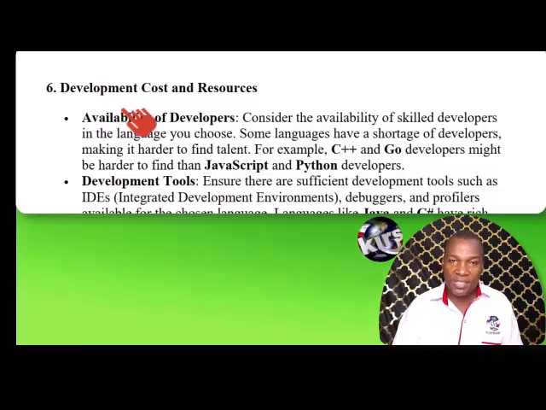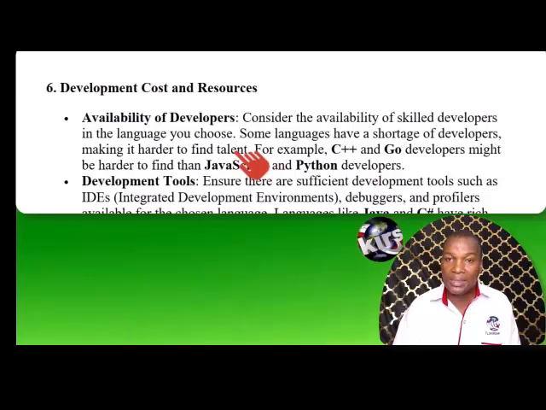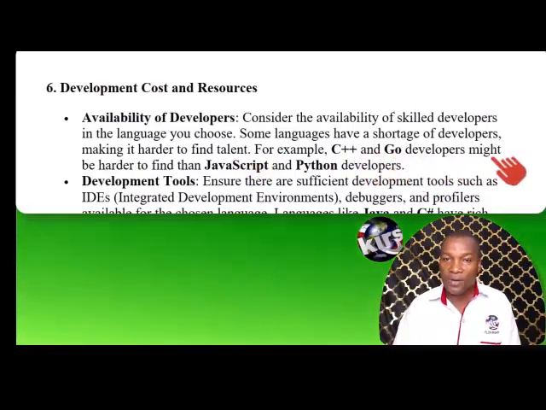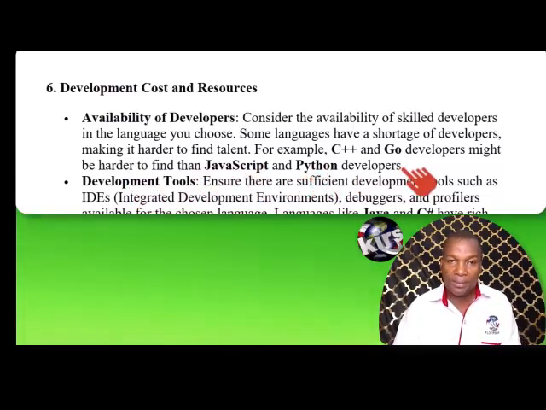Factor number six is development cost and resources. Availability of developers. The availability of skilled developers in the languages you choose. Some languages have a shortage of developers, making it harder to find talent. For example, C++ and Go developers might be harder to find than JavaScript and Python developers.